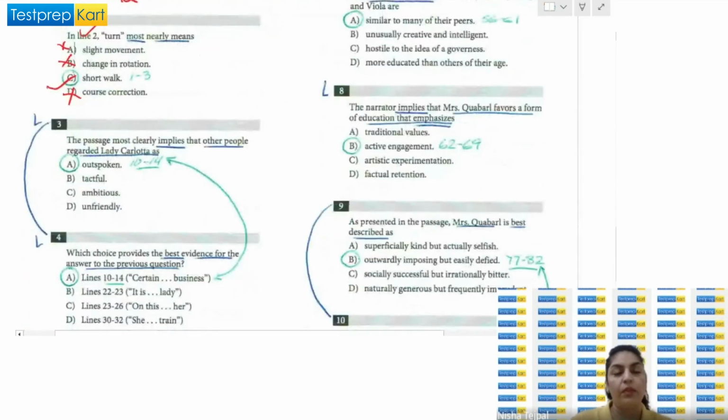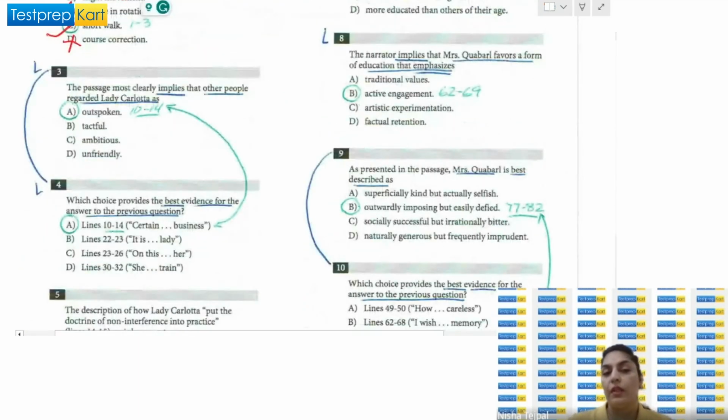Okay, question 3. The passage most clearly implies that other people regarded Lady Carlotta as what? Outspoken, tactful, ambitious, unfriendly. The answer is outspoken. How and why?